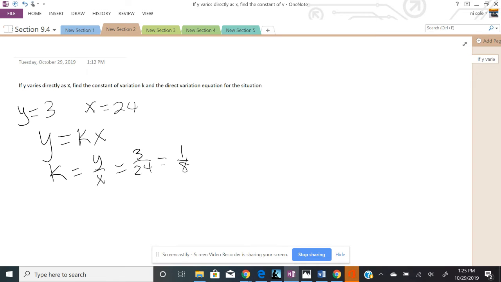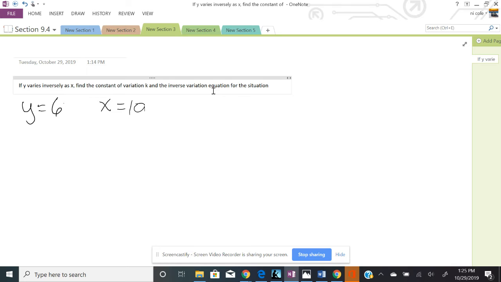I found my k. The other thing I'm going to have to do is now find my direct variation equation. That just means literally taking y equals kx and plugging in 1/8 for k and leaving it just like that. So y is equal to 1/8 x. So you'll have two answers when you do these problems. You'll have to find your k, and then you'll have to write the actual equation.